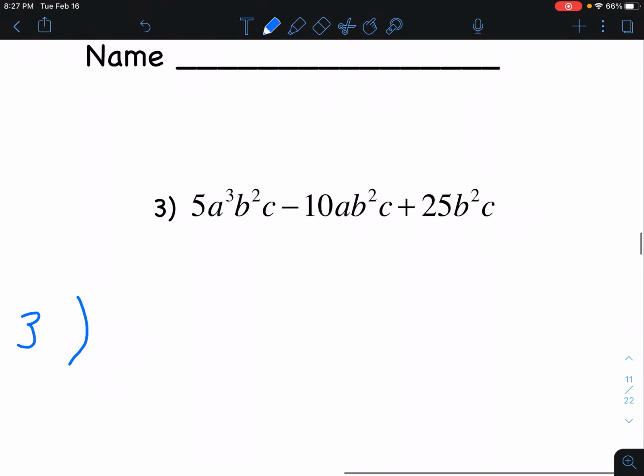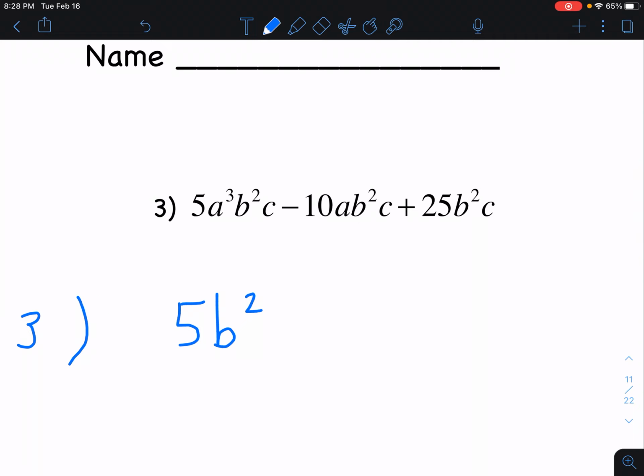Moving on. All right, I got 3 terms here. I'm looking at 5, 10, and 25. What's the smallest number here? 5. Does 5 go into 10? Yes. Does 5 go into 25? Yes. So 5 is part of our GCF. Should I have an a in my GCF? The answer would be no. There is no a over here. Should a b be part of my GCF? Yes, it should. Every single one of them has b to the second, so the smallest would be, obviously, b to the second.